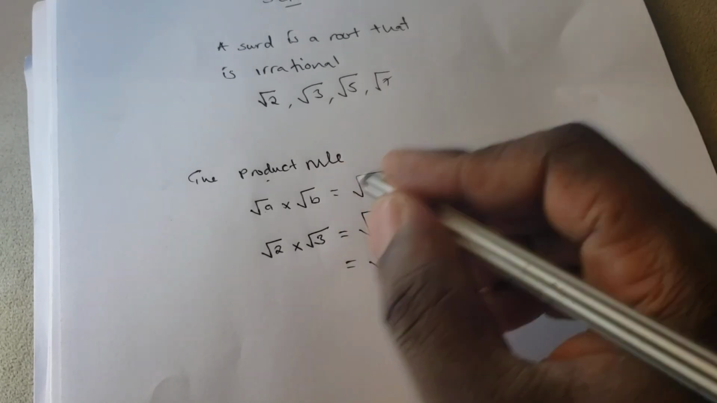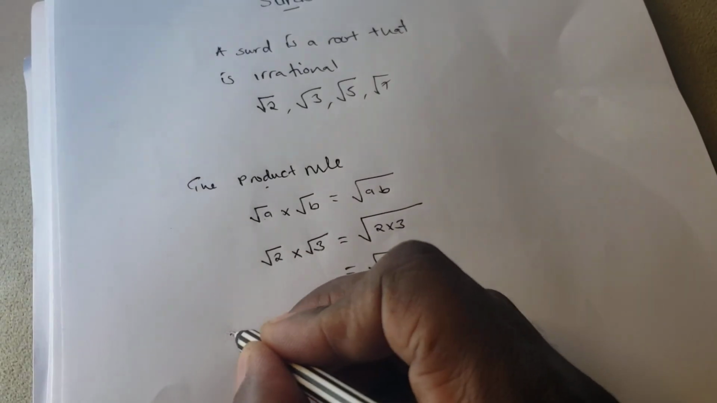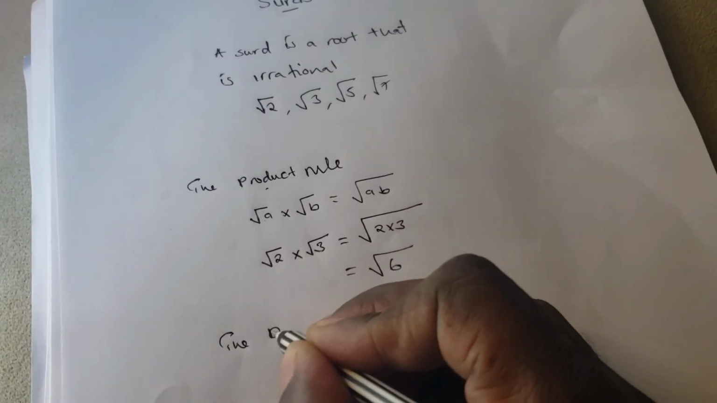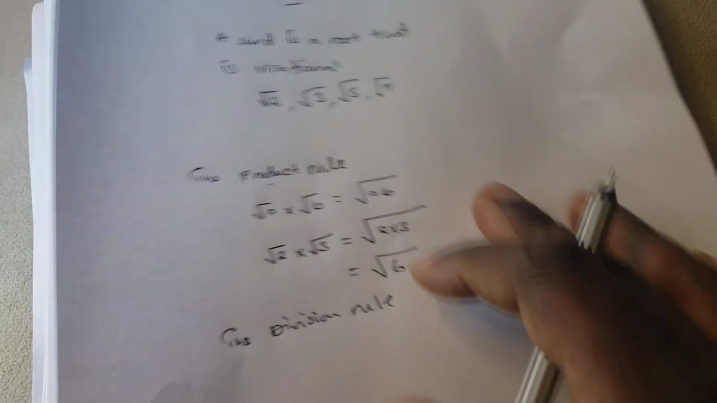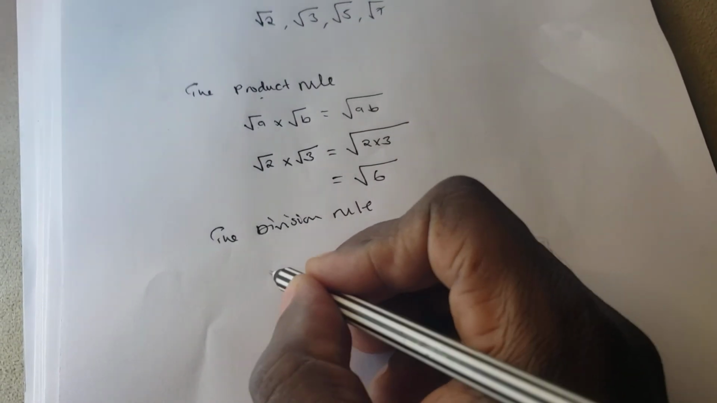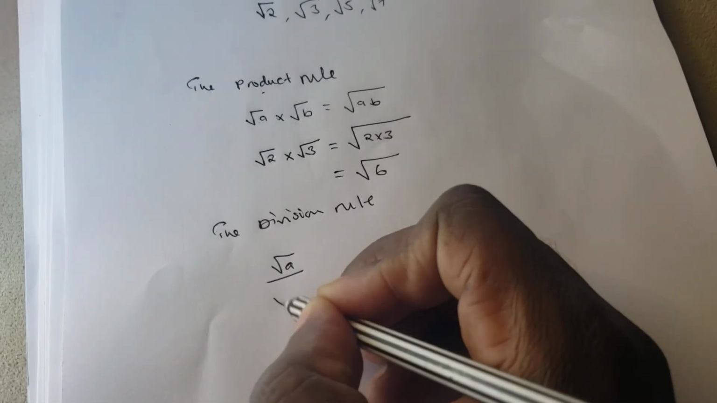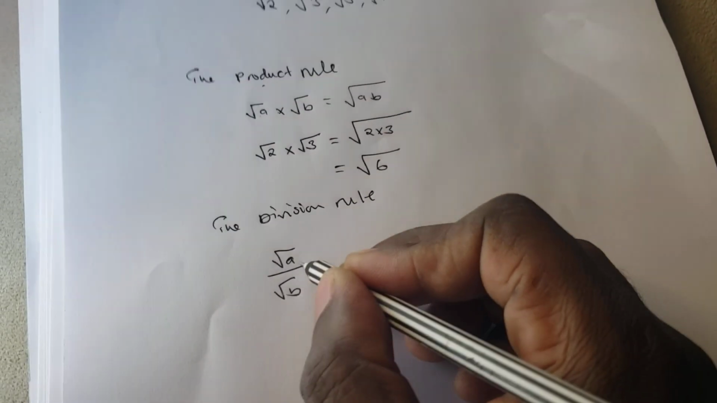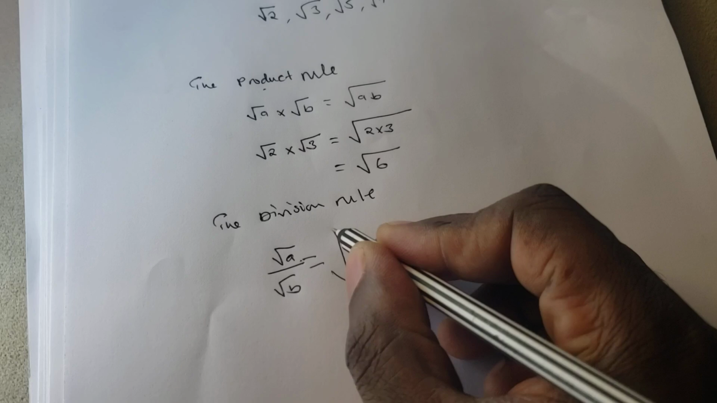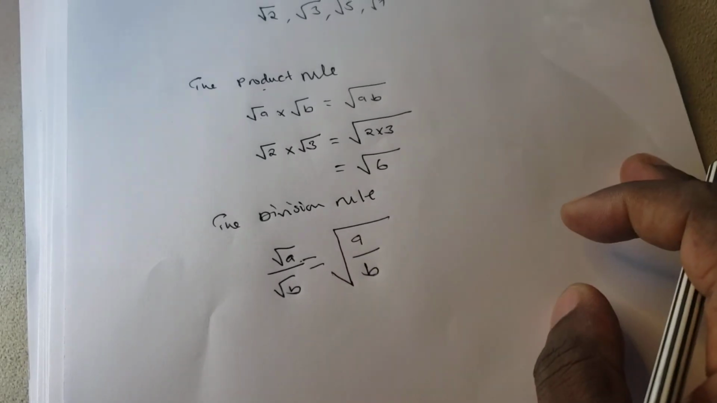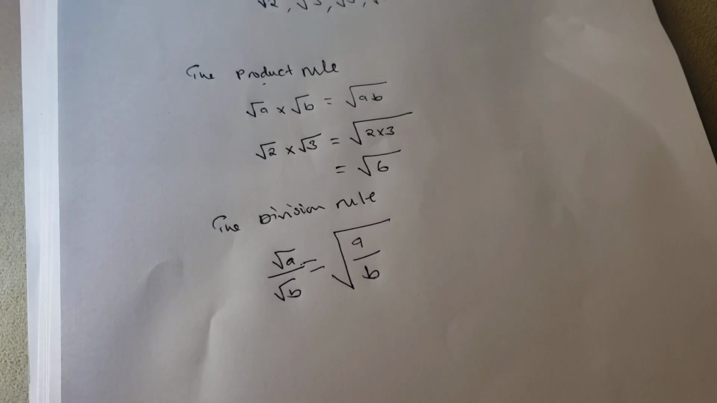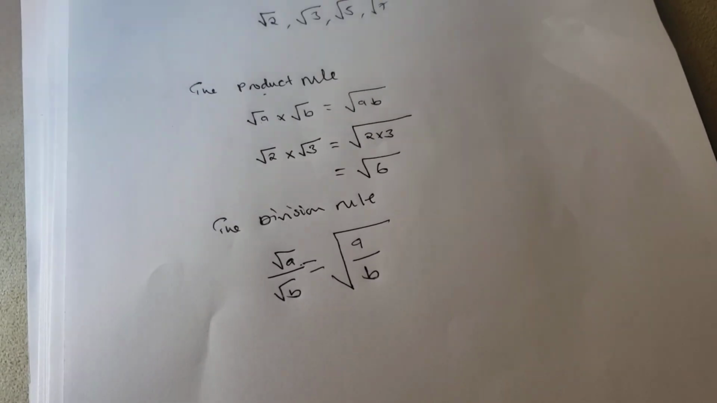Same with division. Let's say the division rule. This time we have root A over root B. This means the same thing as one root with A over B. That's about that.